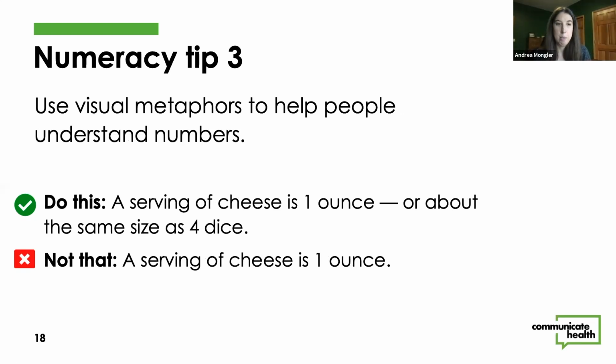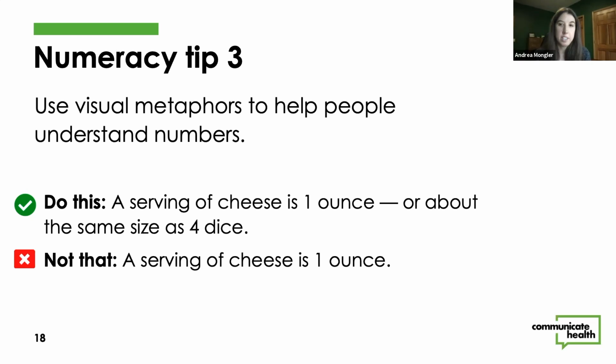Okay, so our next tip is that when you can, it's a good idea to use visual metaphors to help people understand numbers. Like you see on your screen, instead of just saying a serving of cheese is 1 ounce, also say something like, or about the same size as 4 dice. I will tell you, these food metaphors are plentiful. If you ever have to write about a serving size, you can look up online. You can probably find a good visual metaphor. You don't have to come up with that on your own.